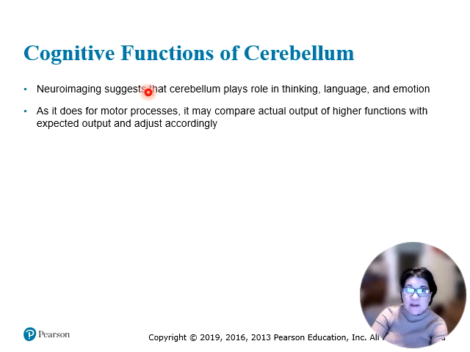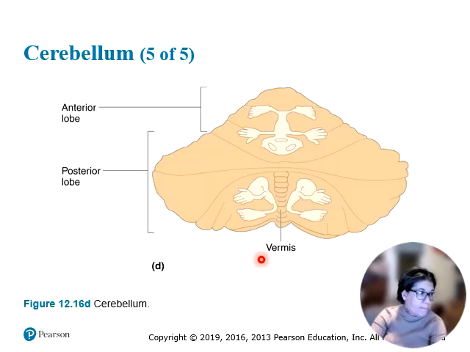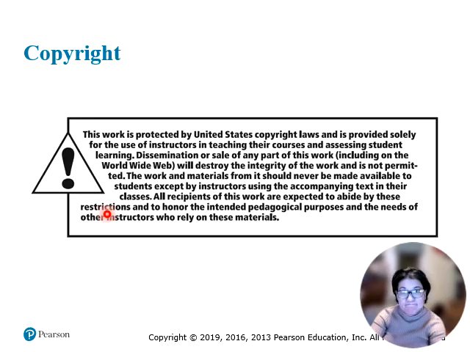They also find that the cerebellum probably plays a role in thinking, language, and emotion too. So some higher order functions, more so than the diencephalon and the brainstem. So they have this little homunculus kind of mapped on here of how the cerebellum controls parts of your body, mostly head and limbs. That's it.